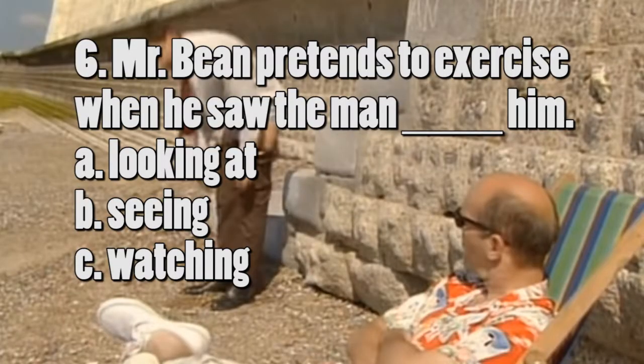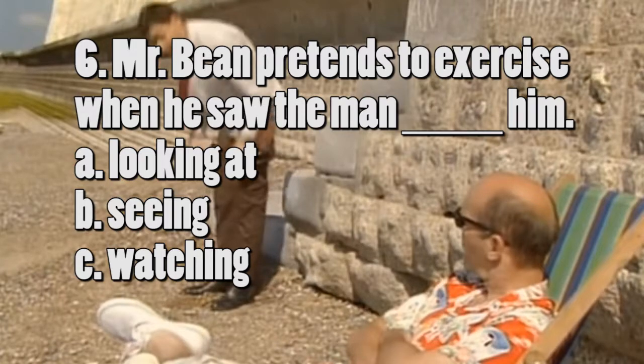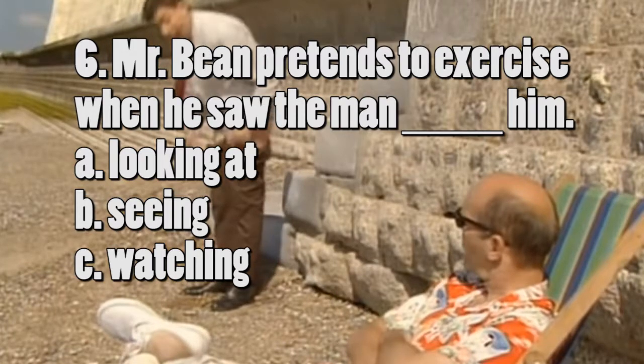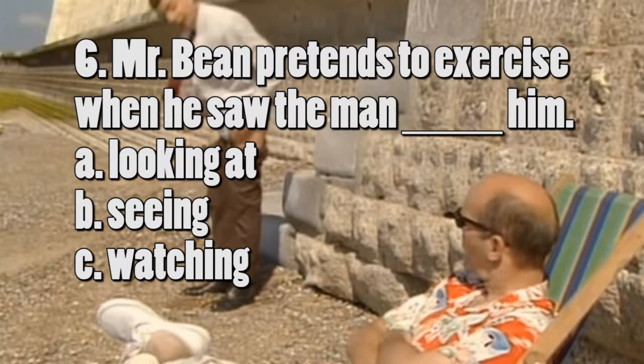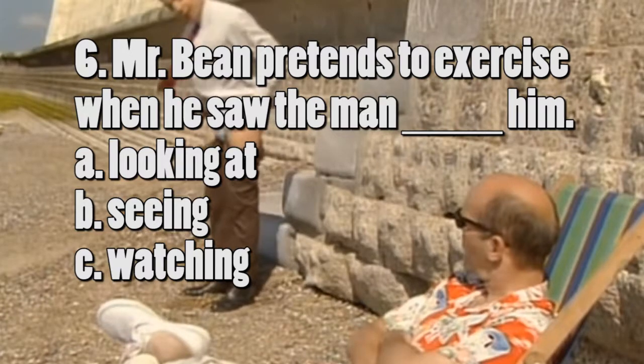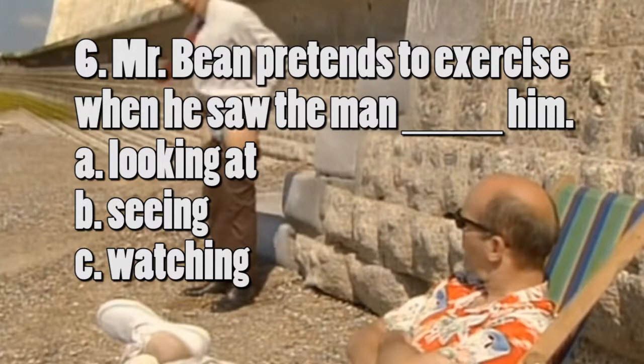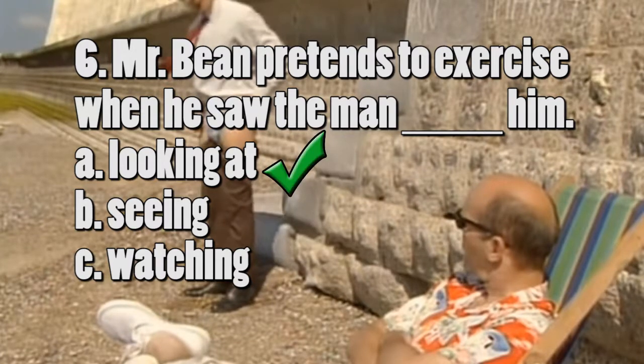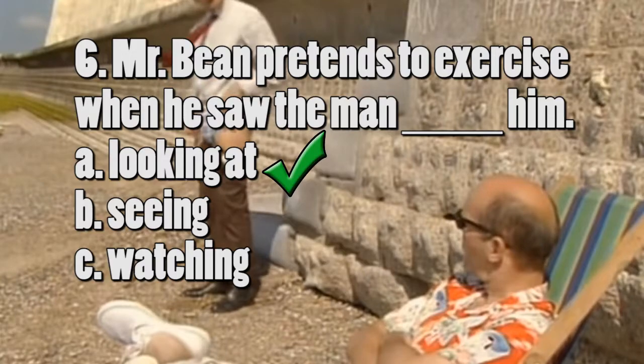Number 6. Mr. Bean pretends to exercise when he saw the man him. A, looking at. B, seeing. Or C, watching. The correct answer is A, looking at. Mr. Bean pretends to exercise when he saw the man looking at him.